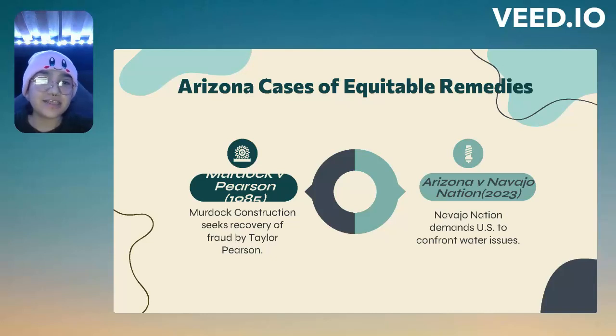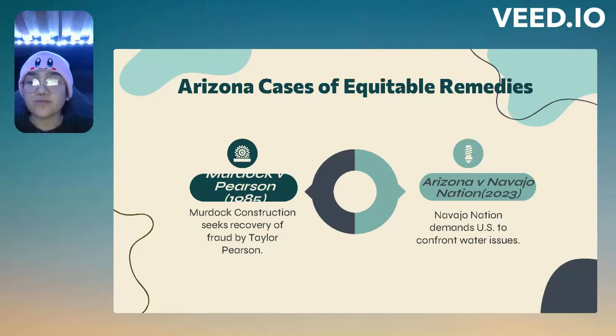Then the second case is very recent, which is the State of Arizona versus the Navajo Nation. Despite the Navajo Nation having the right to use the reservation's water sources, the Navajo people confronted a water scarcity problem similar to that of many in the western United States. According to the Navajo tribe, the federal government's attempts to assist the Navajo people with their water needs were insufficient to fulfill the United States' trust commitments under the 1868 treaty.